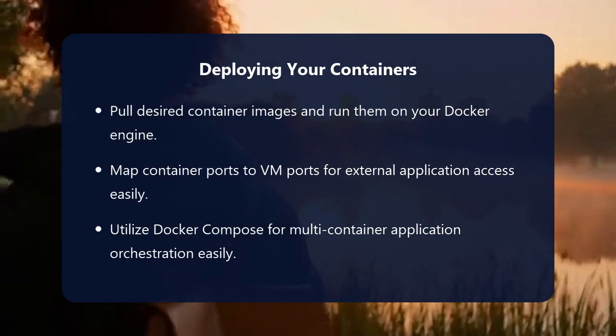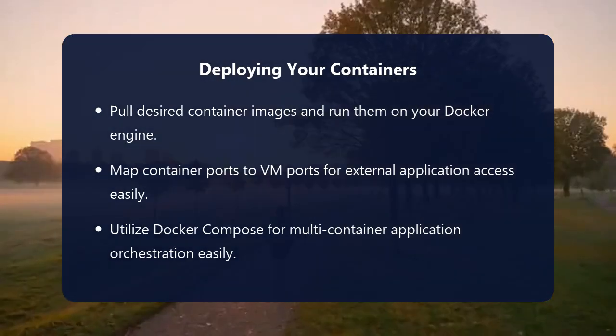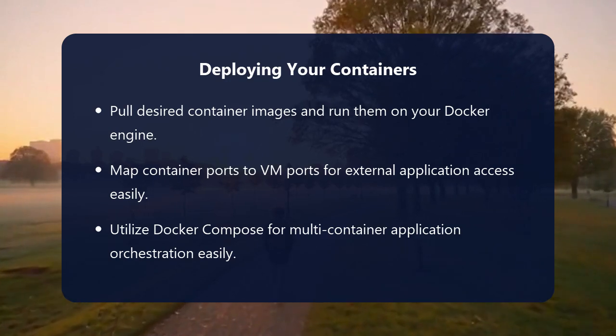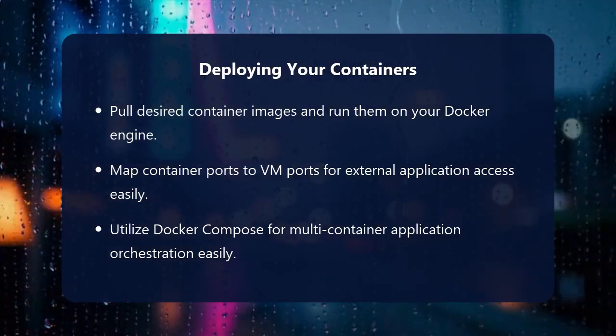For instance, docker run -d -p 80:80 nginx will download and run an Nginx web server, mapping port 80 of the container to port 80 of your VM, making the web server accessible from your network via the VM's IP address.